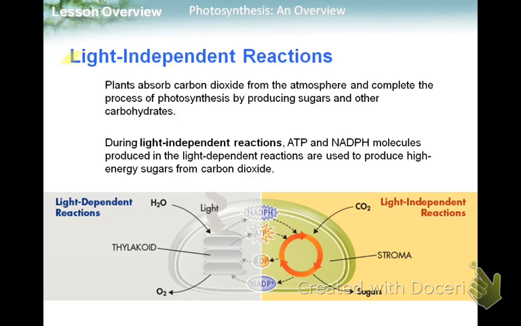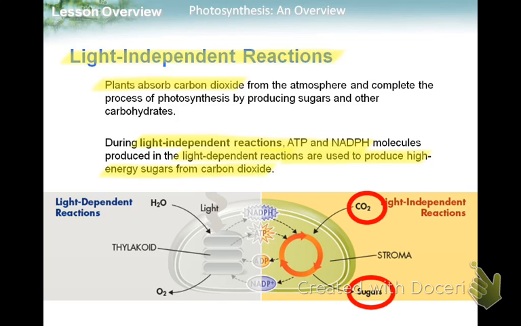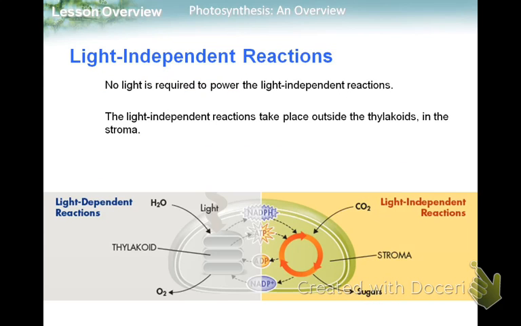The light-independent reactions then, on the right-hand side of this diagram, is where plants absorb carbon dioxide from the atmosphere. And then sugars are produced. In the light-independent reactions, the ATP and NADPH molecules from the light-dependent reactions are used to produce high-energy sugars from carbon dioxide. No light is required. That's why it's called light-independent. And these take place in the space, the stroma, around the thylakoids.